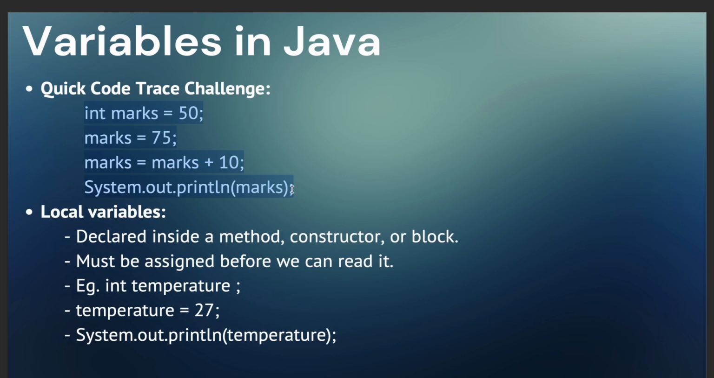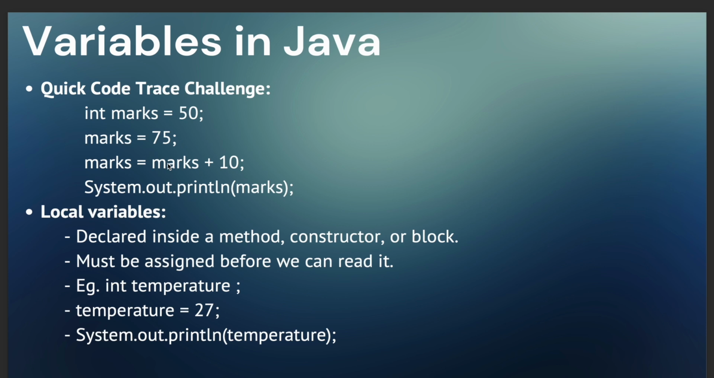Let's test your understanding. Look at this snippet without running it in IDE. What will be printed? Let's trace it together. Marks start at 50. Marks are updated to 75. Marks is equal to marks plus 10, that is 75 plus 10, which equals 85. So, the output is 85. If you predicted 85, fantastic work. If not, don't worry. Tracing values line by line is a skill that comes with practice.